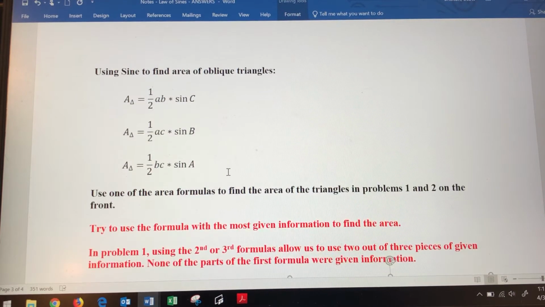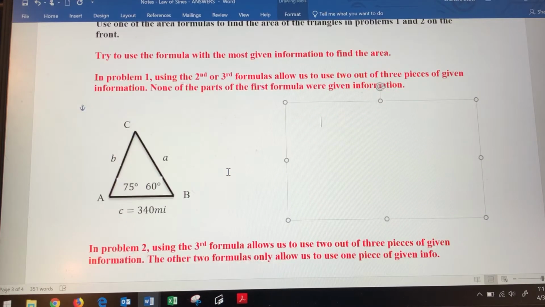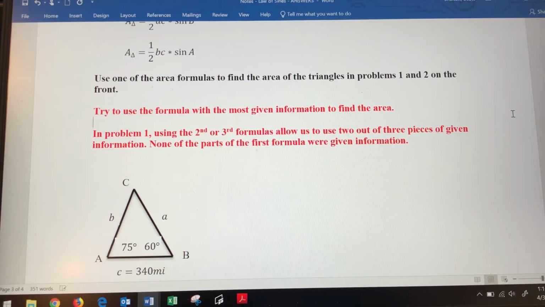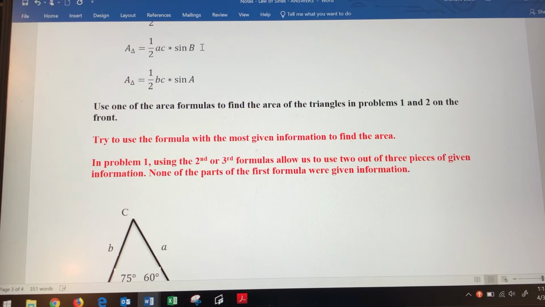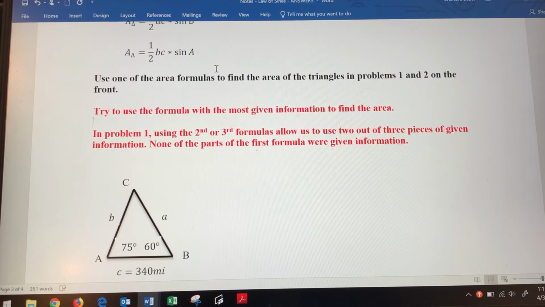So in the previous problems, we had a couple triangles that we solved, okay? The problem for number one looked like this. We were given angle A was 75 degrees. We were given angle B was 60 degrees, and we were given side length C here, okay? So in finding the area of this triangle, it would be better to use the second or the third formulas, okay? So we're going to use one of these two, okay? We were given side length C, and we were given both angles A and B, okay? So the information that we calculated, either the length of side A or the length of side B, that's going to be a value that we calculated. And we usually try to stay away from those, but we really don't have a choice here, okay?